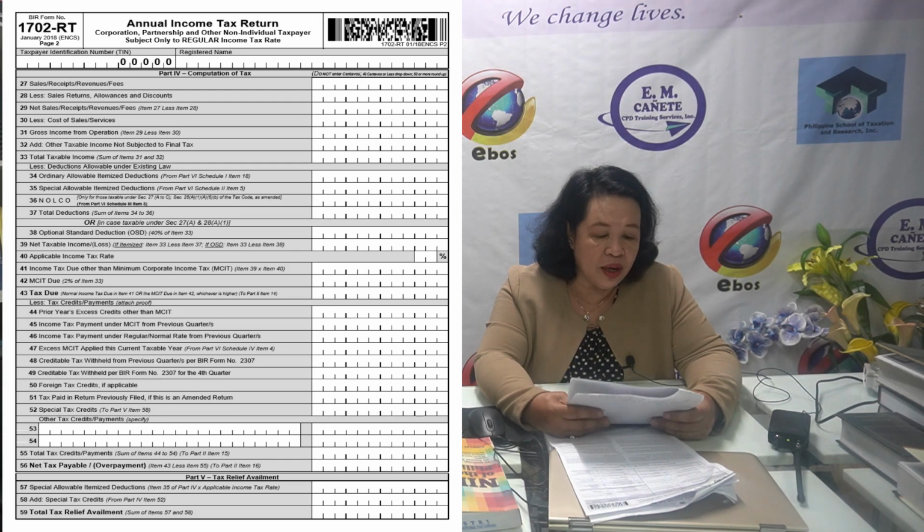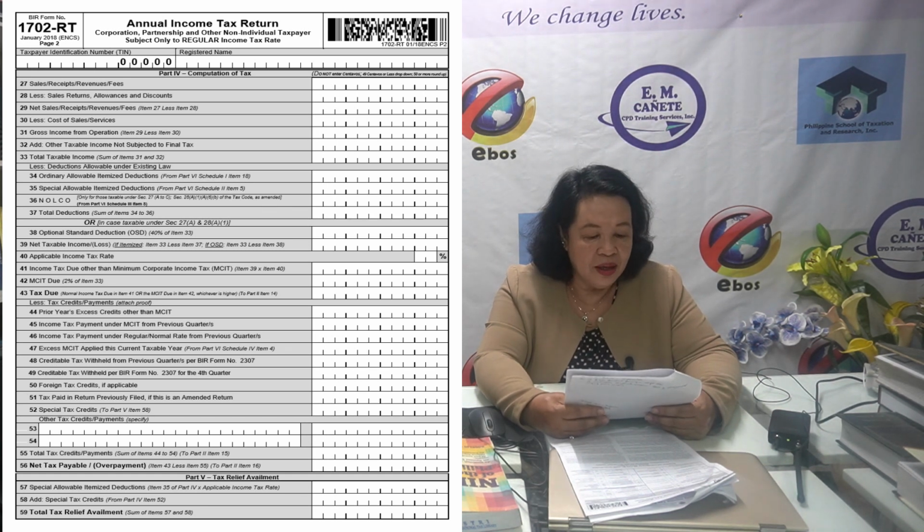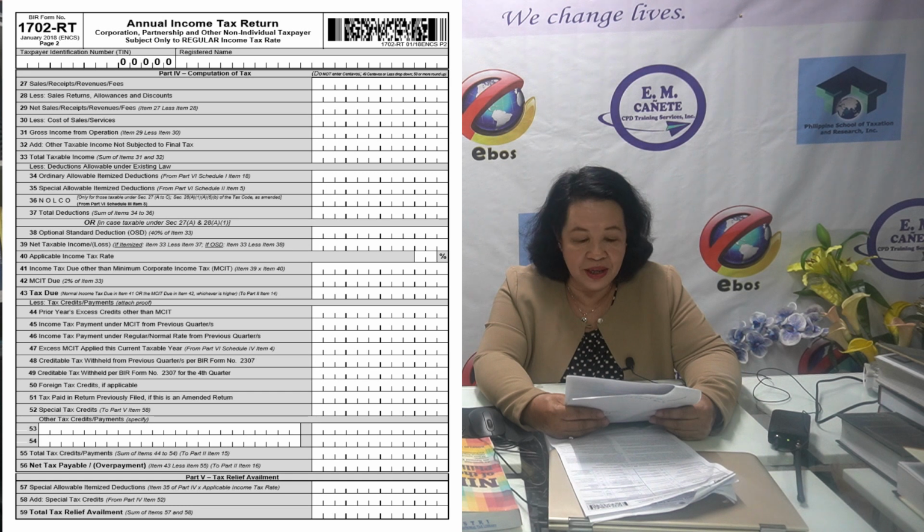So line number 31, we have gross income from operation. How do we arrive at this gross income? Sales less cost of sales or services equals the gross income. Okay, so line number 32, add other taxable income not subjected to final tax if there are any. And line number 33, the total taxable income.